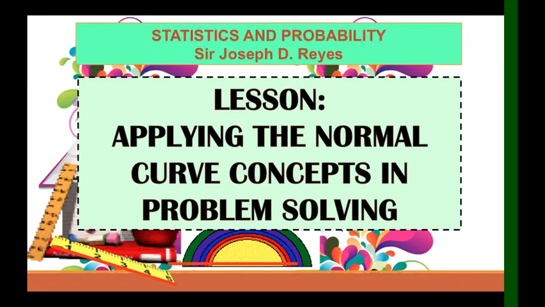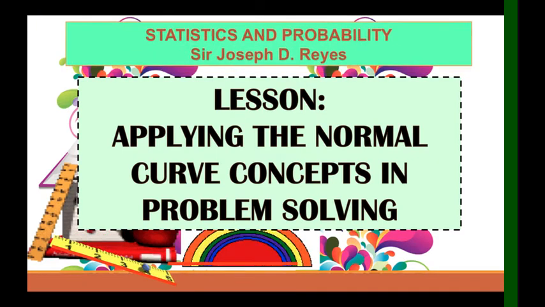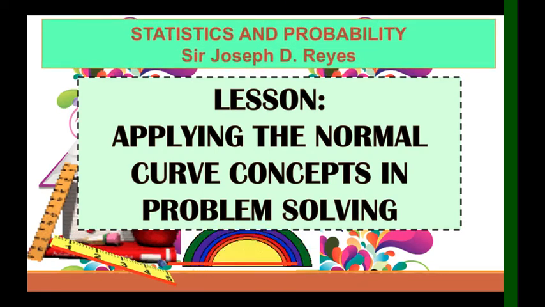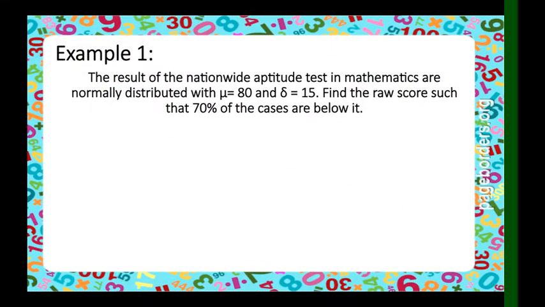Thanks! And now, let's proceed to our main topic for today, which is all about applying the normal curve concepts in problem solving. Example 1. The results of the nationwide aptitude tests in mathematics are normally distributed with mean mu, the population mean, equals 80, and standard deviation equals 15. Find the raw score such that 70% of the cases are below it.